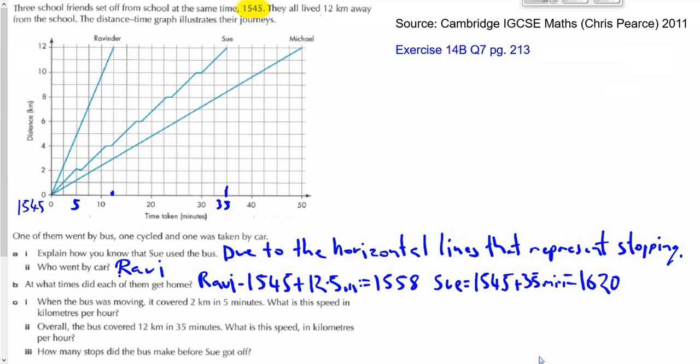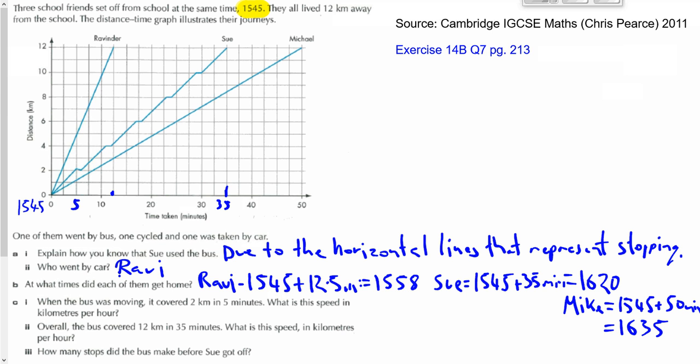And Michael, it's taken him a full 50 minutes, also leaving at 15:45. So that's going to be 15:45 plus 50 minutes. Now 50 minutes is just 10 minutes short of an hour. So we can add an hour here and take away 10 minutes. So it's going to be 16:45 minus 10. So that will give us 16:35 is the time that Mike will arrive.